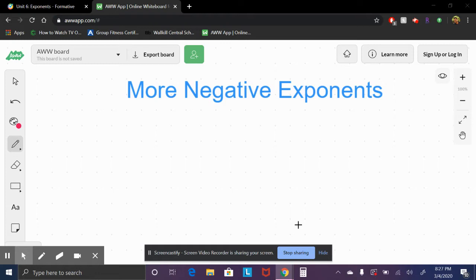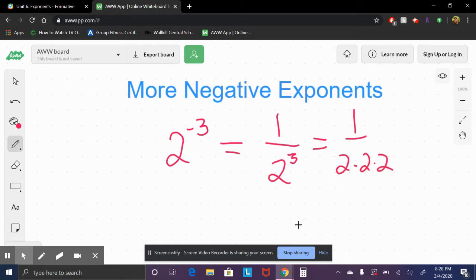So in the last lesson, we saw that whenever you have a base to a negative exponent, that's the same as 1 over that base with the positive exponent. So 2 to the negative third is equal to 1 over 2 to the 3. And when I evaluate that, that's 1 over 2 times 2 times 2, which is 1 over 8. So that's how you evaluate a negative exponent with a positive base.